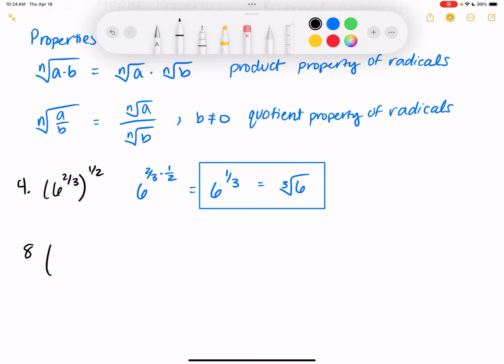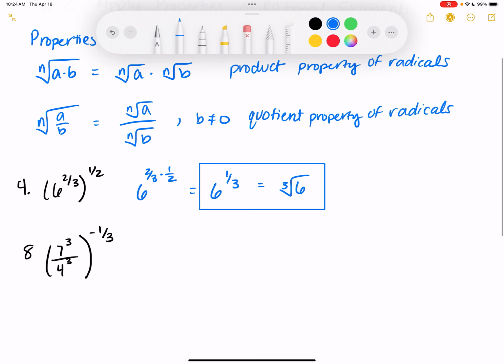7 cubed over 4 cubed, raised to the negative 1/3. So what does the negative 1/3 do for us? Or what do we need to do with it? Yeah, flip it. It's on the whole thing, so I need to flip the fraction. So this will become 4 cubed over 7 cubed, all raised to the 1/3 now.